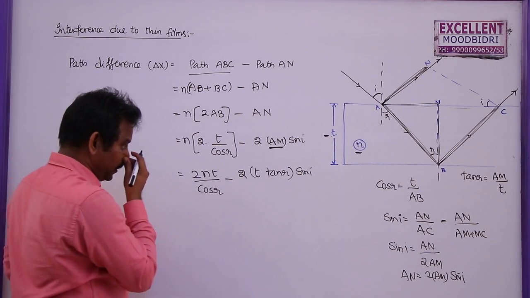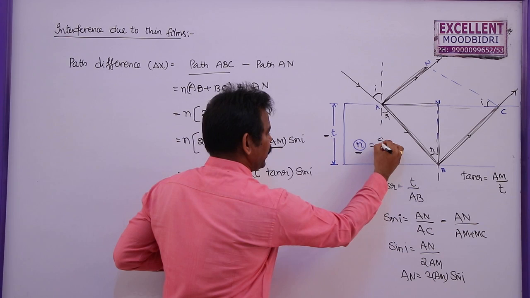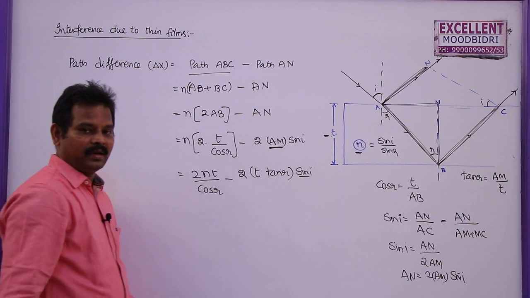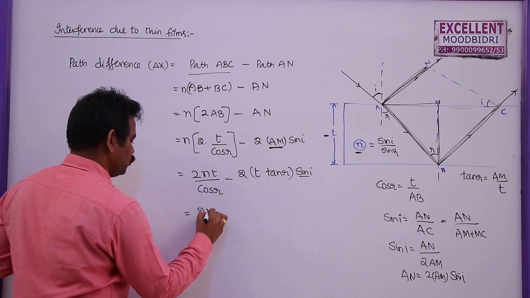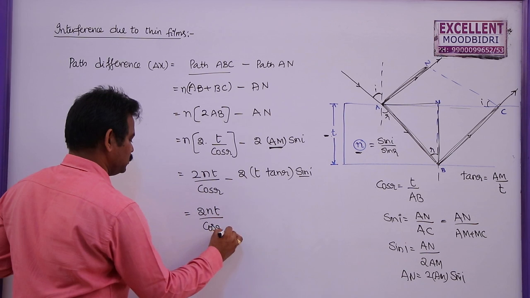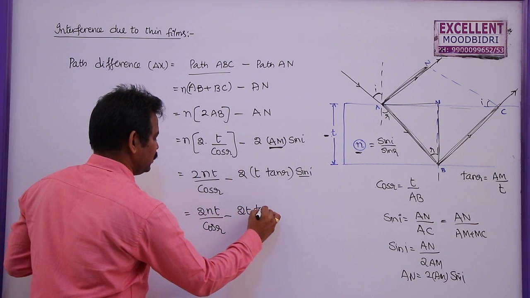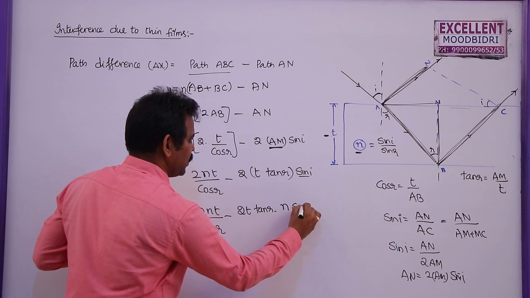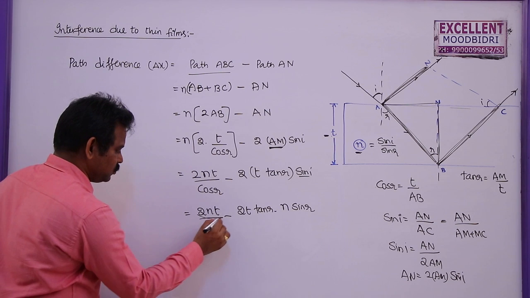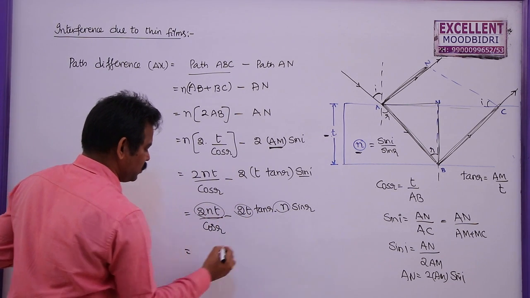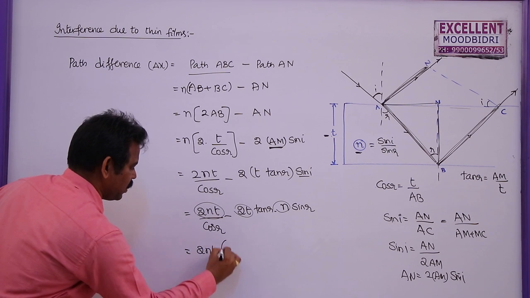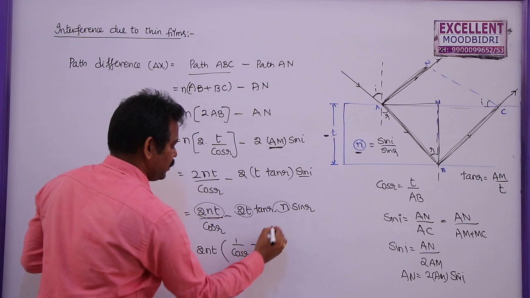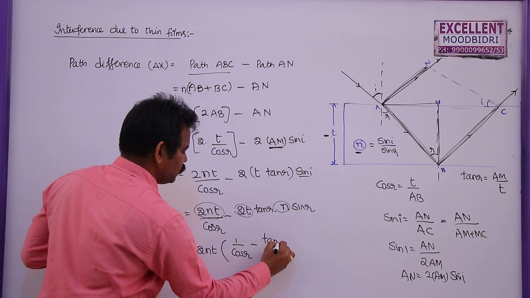So now from this we can write n is equal to sin I by sin R. So in place of sin I you can write n sin R here. So this is 2nT by cos R minus 2T tan R, and sin I can be written as n into sin R here. You can see this is 2nT, this is 2T into n, so you can take 2nT common. So this is 1 by cos R minus, the remaining terms are tan R into sin R.